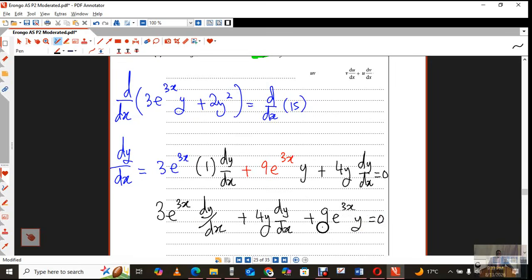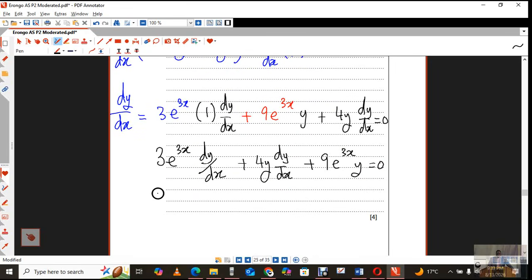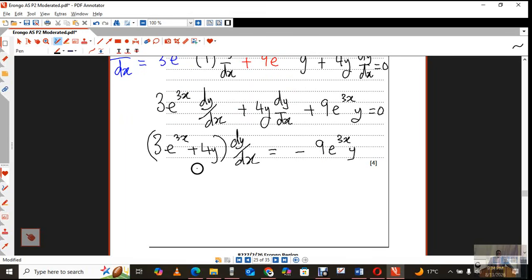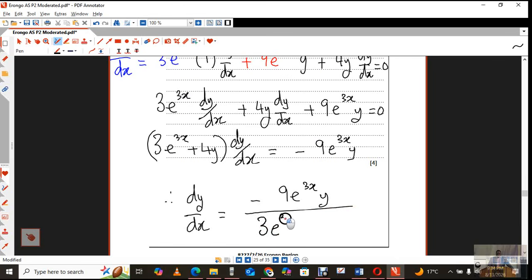So we need to make dy/dx the subject of the formula. First of all, we have 3e^(3x) + 4y, put it in brackets, slap the dy/dx over there, and that equals negative 9e^(3x)y. Good. Now we just have to divide all of that by that stuff over there. Therefore, dy/dx is equal to negative 9e^(3x)y all over 3e^(3x) + 4y.